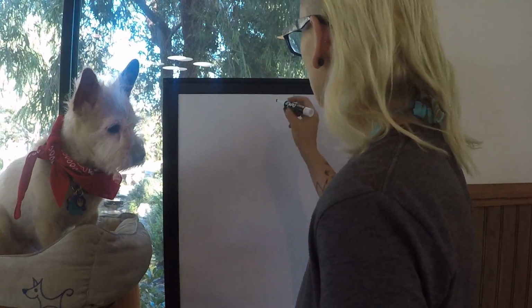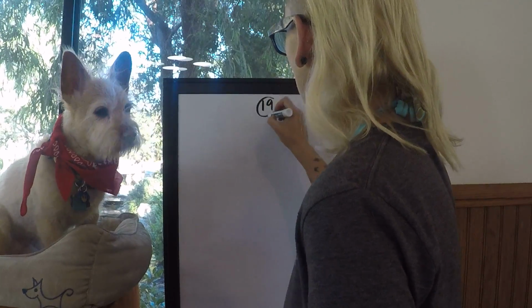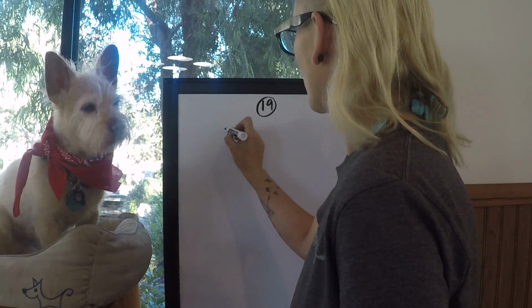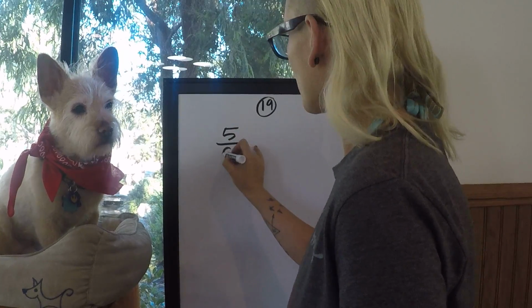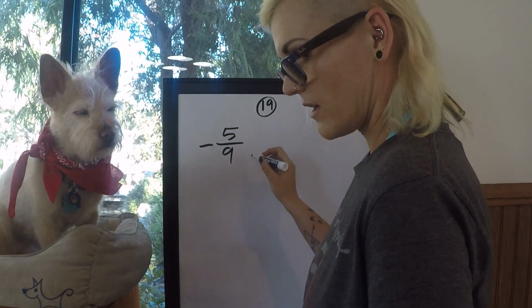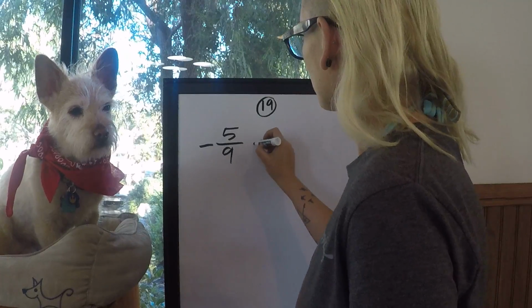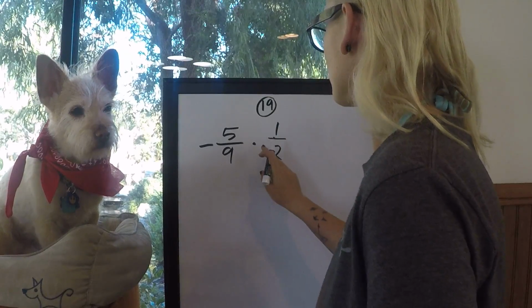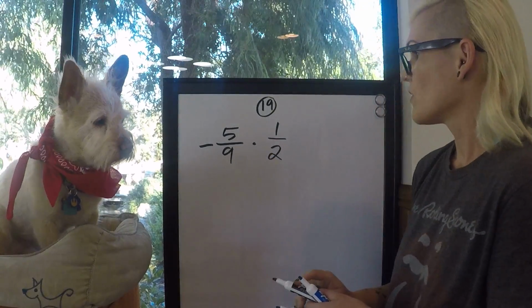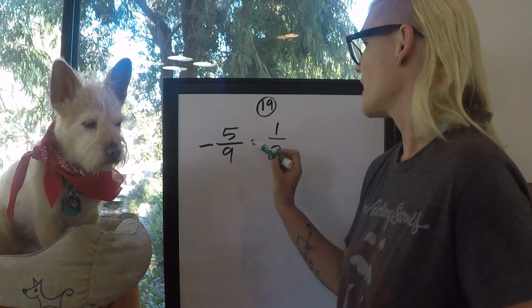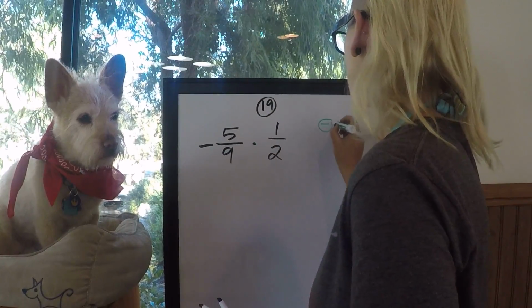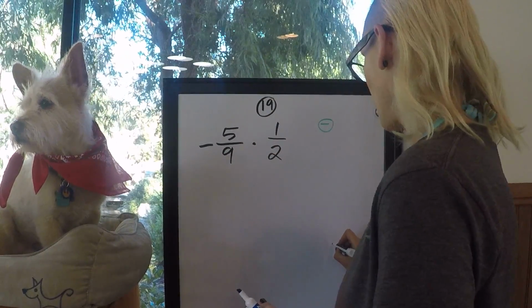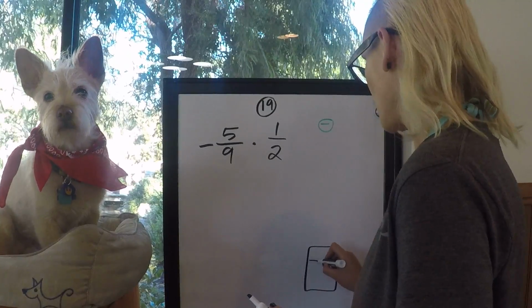Alright, number 19. Alright, I've got 5 over 9 with a negative on the side times a half. Okay, so again, we're going to figure out the sign first. I have one negative. That means my answer is negative. So I'm going to put my final answer box and put a negative in there.